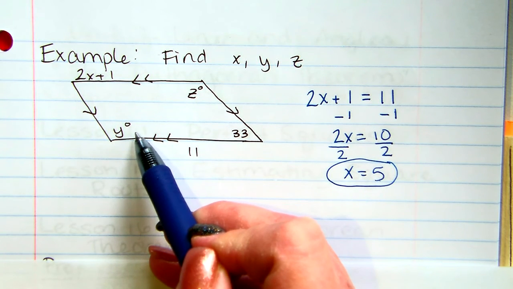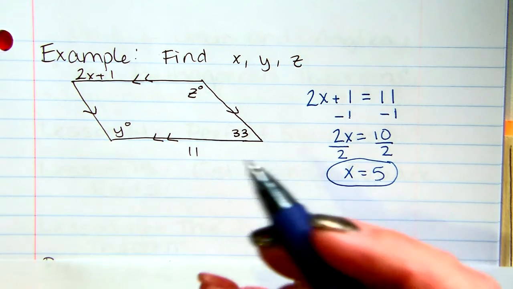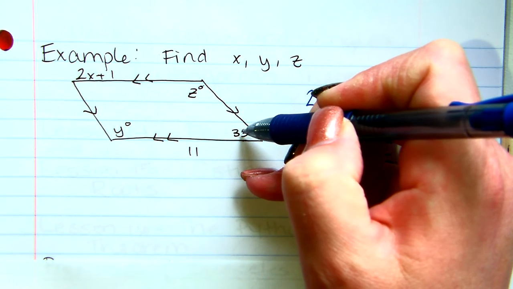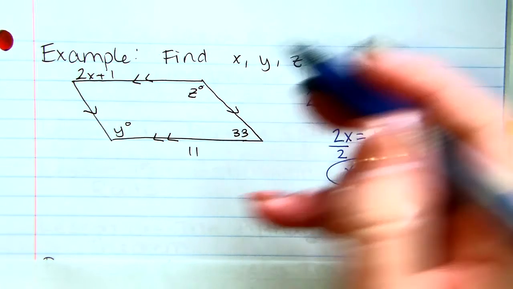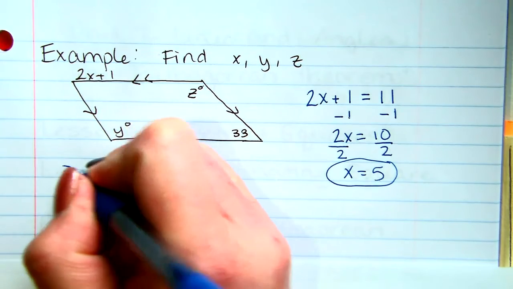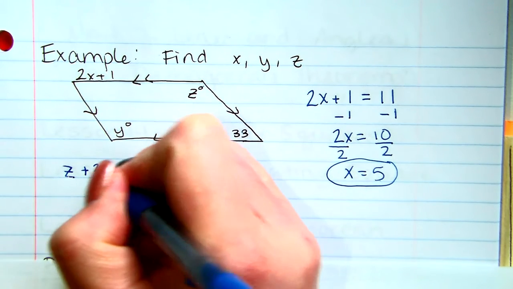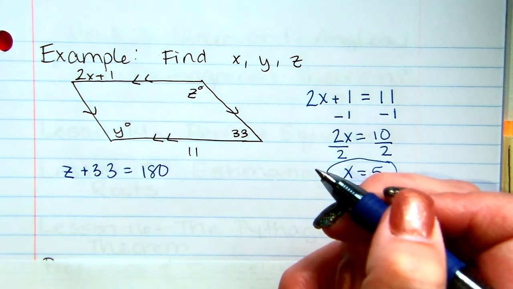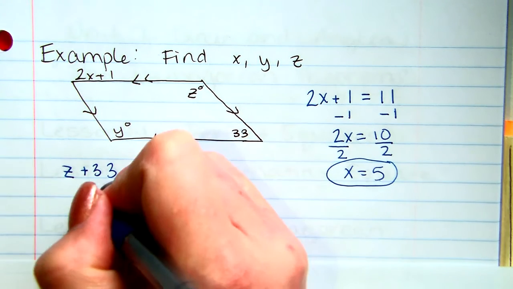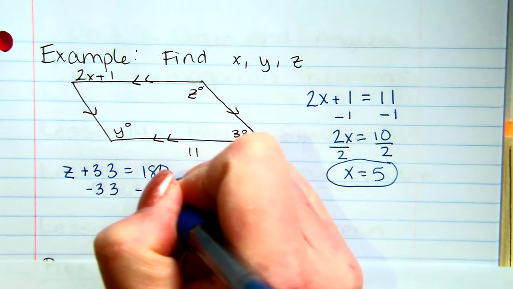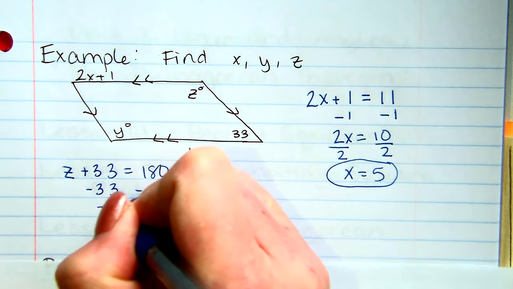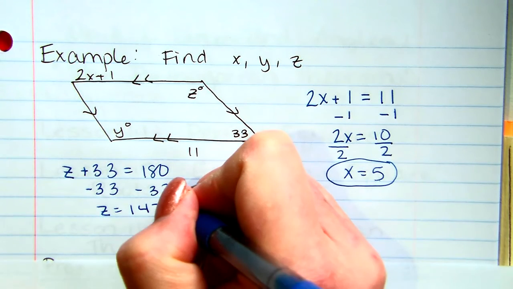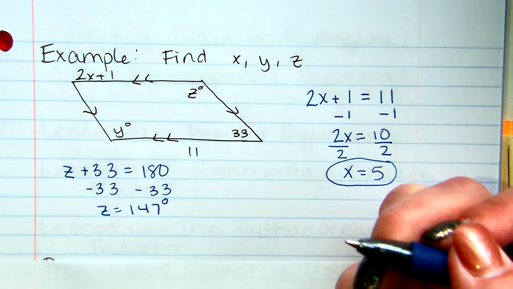Now, in a parallelogram, we know that angles that are on the same side have to add together to be 180 degrees. So what that means is that if I'm finding z, z plus 33 is going to equal 180. Now I could use this to find out what z is. So I'm going to subtract 33 from both sides, and that's going to give me z equals 147. Now, I'm going to put my degrees notation there, so z equals 147 degrees, and I'm going to circle it.